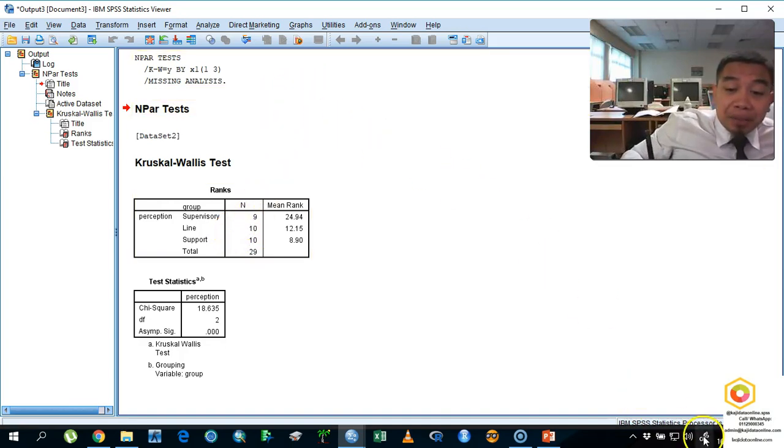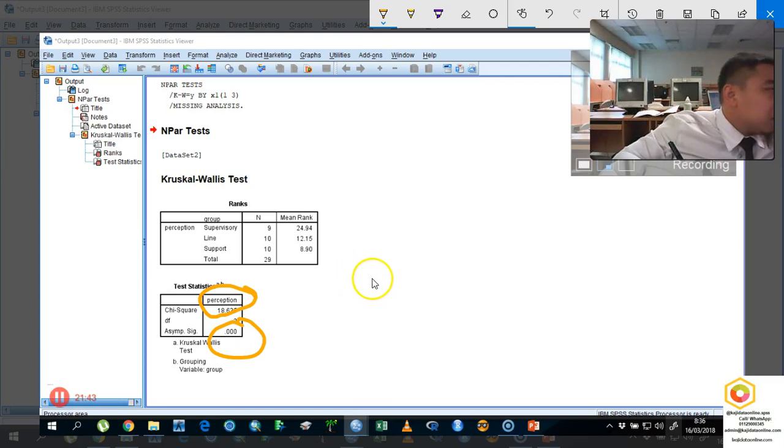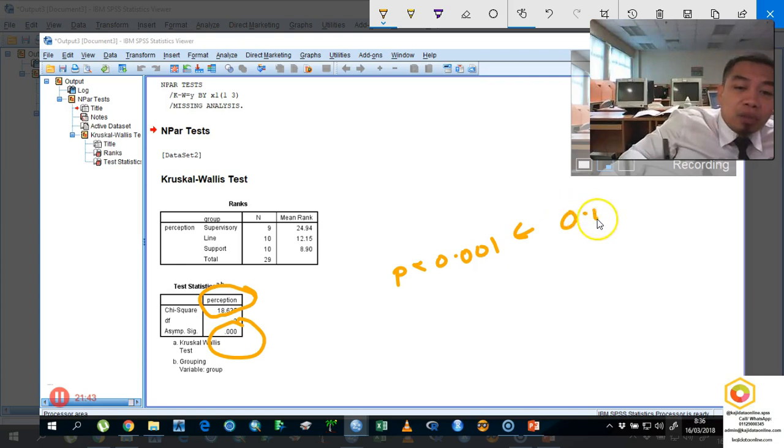And then where is our interpretation? Our interpretation is looking into this. This is our chi-square value, and this is our asymptotic significance value based on the Kruskal-Wallis test. Based on the Kruskal-Wallis test, we find out that the P value is less than 0.05, which is our alpha, and therefore we reject our null hypothesis.